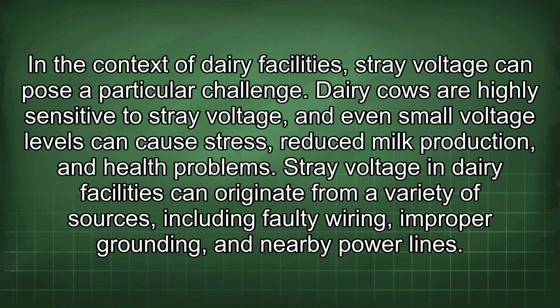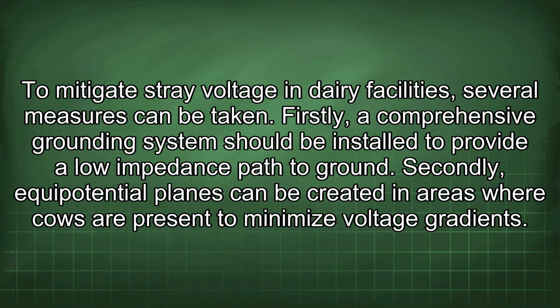In the context of dairy facilities, stray voltage can pose a particular challenge. Dairy cows are highly sensitive to stray voltage, and even small voltage levels can cause stress, reduce milk production, and health problems. Stray voltage in dairy facilities can originate from a variety of sources, including faulty wiring, improper grounding, and nearby power lines. To mitigate stray voltage in dairy facilities, several measures can be taken.